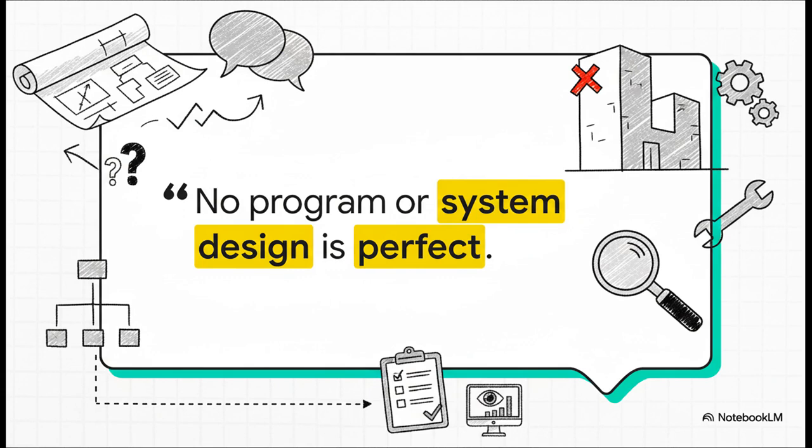And here's a fundamental truth you've got to understand. Even the most perfect-looking blueprint can have hidden flaws. Maybe something got lost in translation between what the user wanted and what the designer heard. And that's exactly why, once you've built the thing, you have to inspect it, and I mean rigorously.